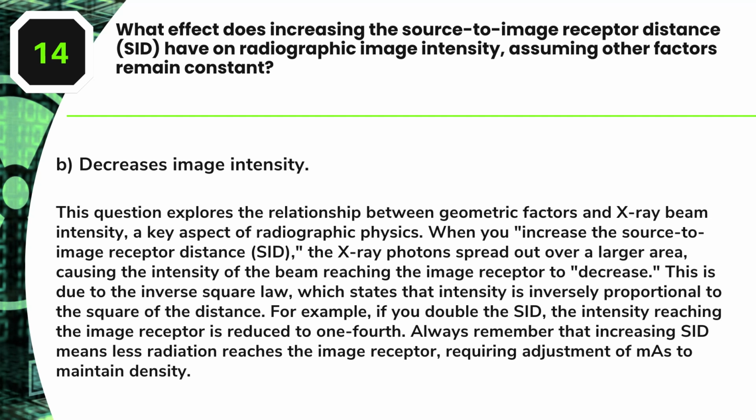This is due to the inverse square law, which states that intensity is inversely proportional to the square of the distance. For example, if you double the SID, the intensity reaching the image receptor is reduced to 1/4. Always remember that increasing SID means less radiation reaches the image receptor, requiring adjustment of mAs to maintain density.